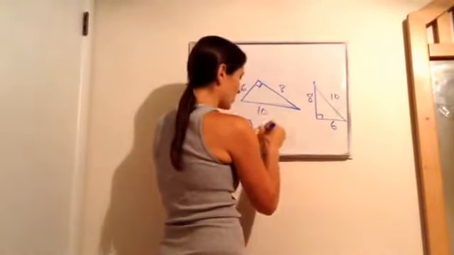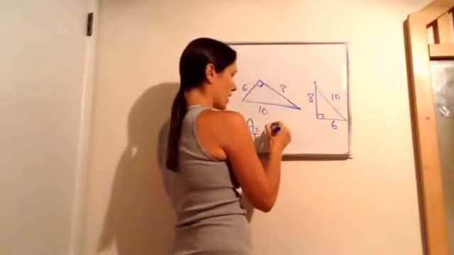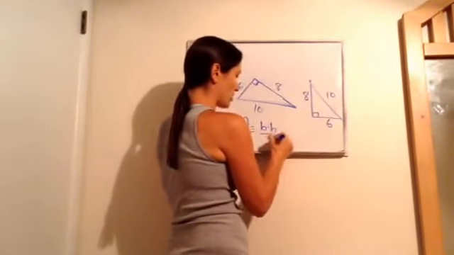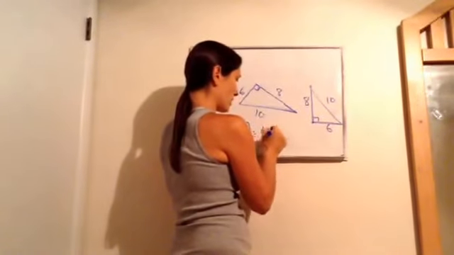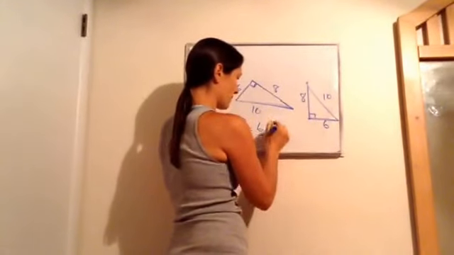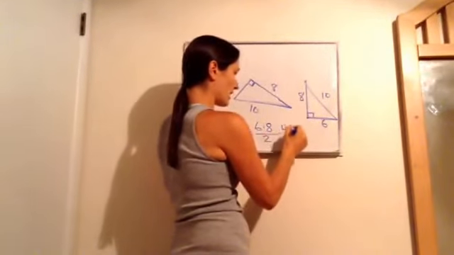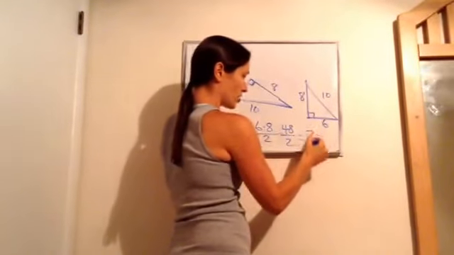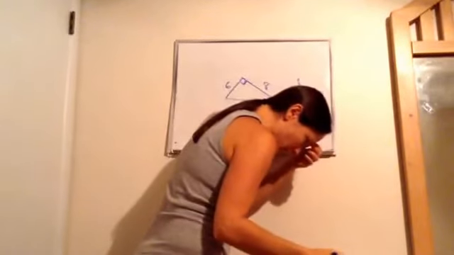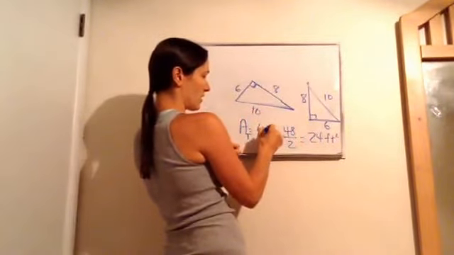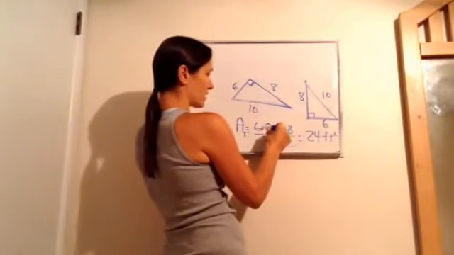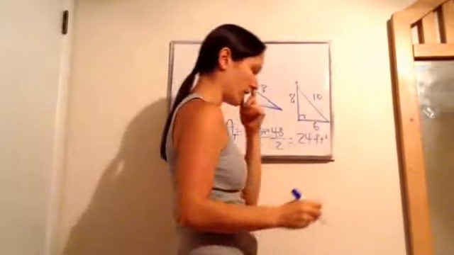So area equals, for the triangle, base times height divided by 2. So the base is 6. The height is 8. 6 times 8, 48. Divided by 2 is 24. And this is in feet squared, because we're having 6 feet and 8 feet, which makes 24 feet squared. All right, let's do another one.